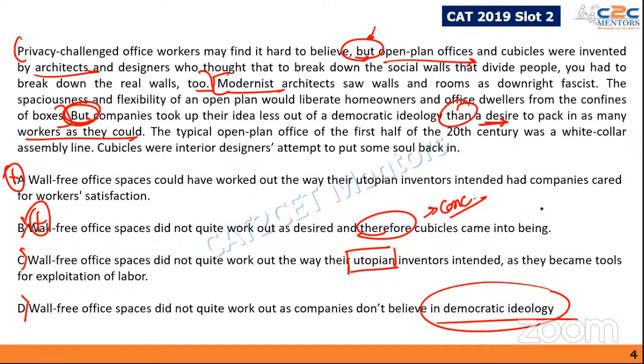इसका मतलब डेमोक्रेटिक आइडियोलॉजी हमको निकालना है. आगे इन्होंने बोला है पैक as many workers as you can. इसका मतलब exploitation of labor. C for Charlie should be your answer. By default C for Charlie should be your answer, because यहाँ पे आप एक गलती कर बैठोगे. You might not understand the analogy of packing up as many people as you can vis-a-vis exploitation of labor.